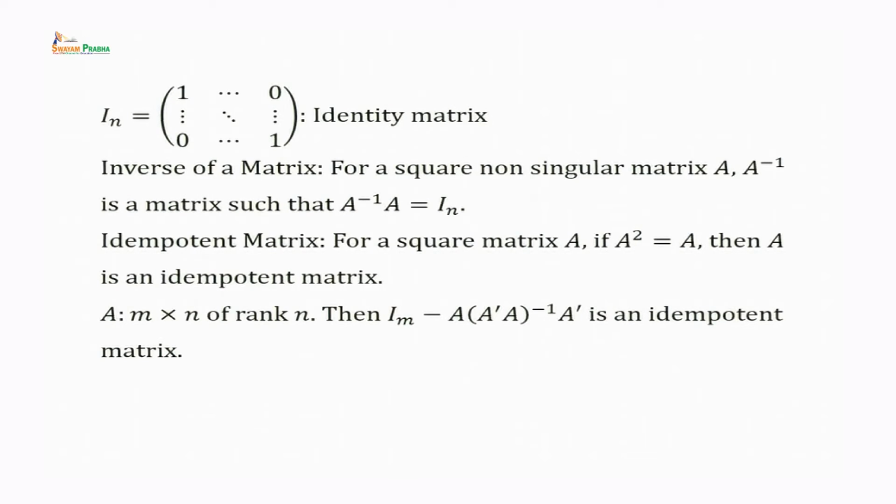Then we define the identity matrix. It is a diagonal matrix, meaning except for the elements of its diagonal, all other elements are equal to 0, and in the identity matrix all the diagonal elements are equal to 1 and the remaining off-diagonal elements are equal to 0.